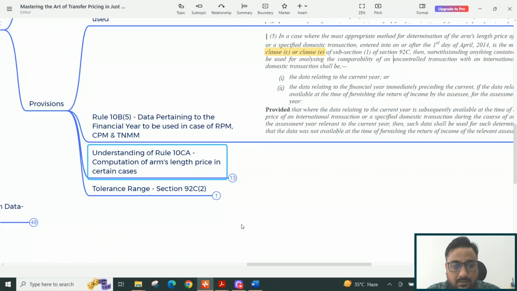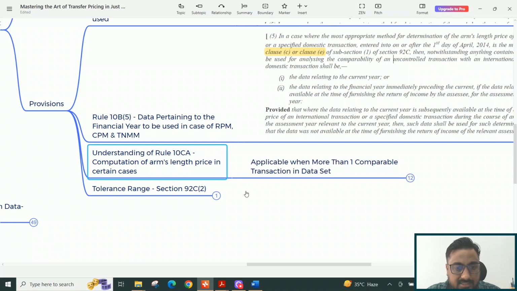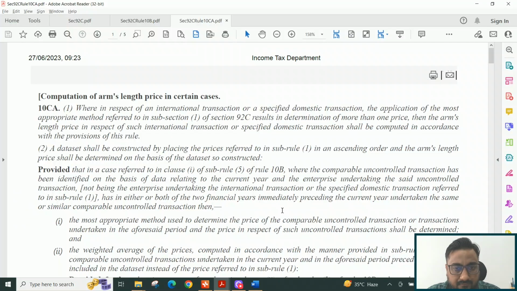Now guys, we go ahead and understand Rule 10CA. Rule 10CA basically provides for, now let me just share the screen of the rule from the Income Tax Rules only. Rule 10CA is basically about computation of arm's length prices in certain cases, right?